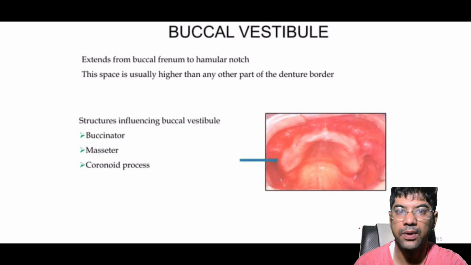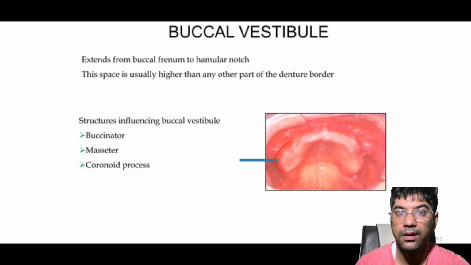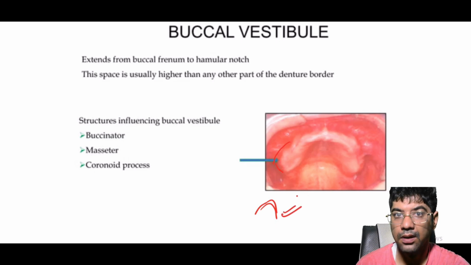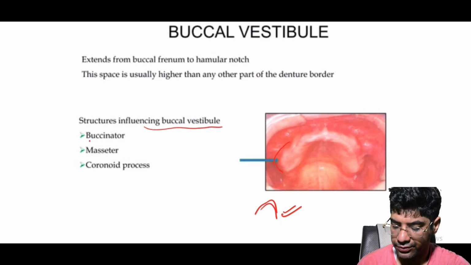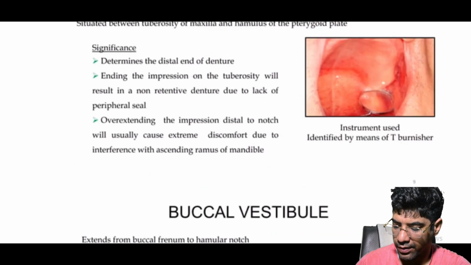Fourth is the buccal vestibule. It extends from the buccal frenum anteriorly to the hamular notch posteriorly. The buccal vestibule can vary due to the contraction of the buccinator muscle. The denture buccal flange should be adjusted to avoid interference with the coronoid process of the mandible during mouth opening and lateral movements. So structures that influence the buccal vestibule are the buccinator muscle, masseter muscle, and the coronoid process.